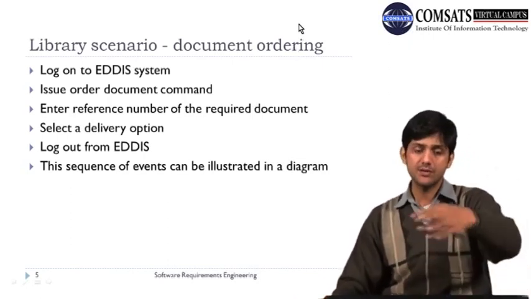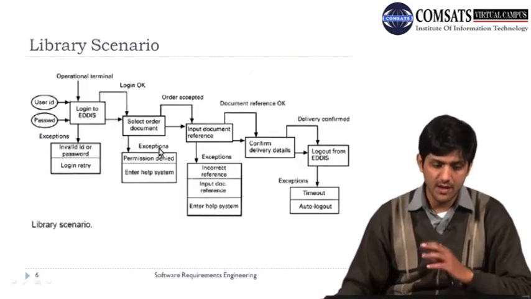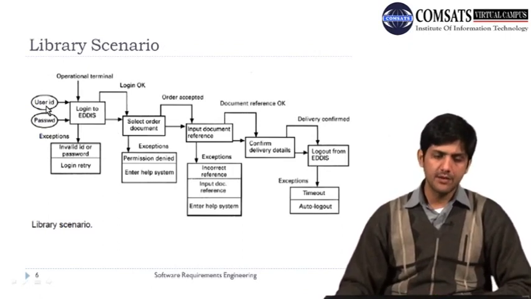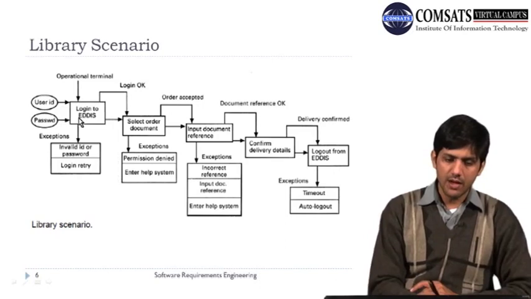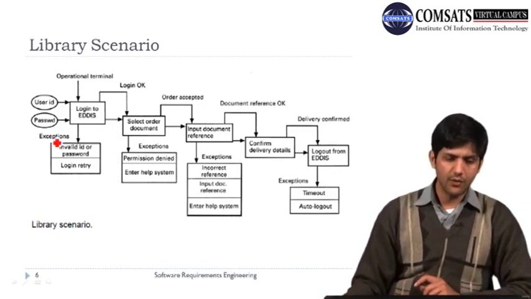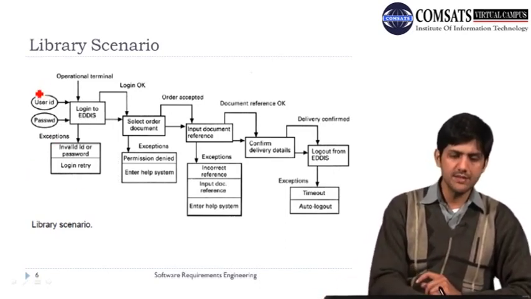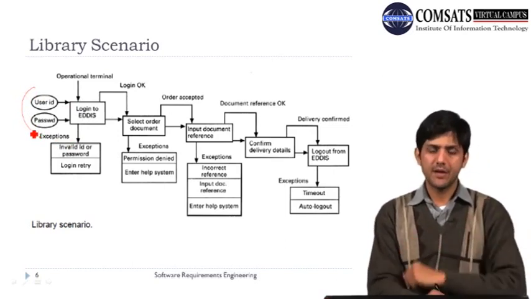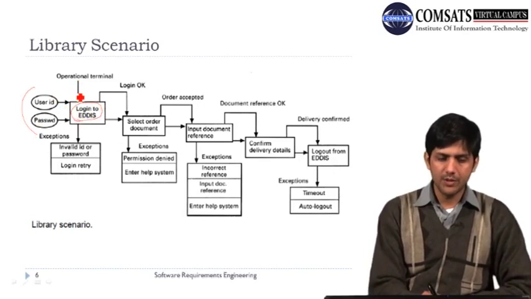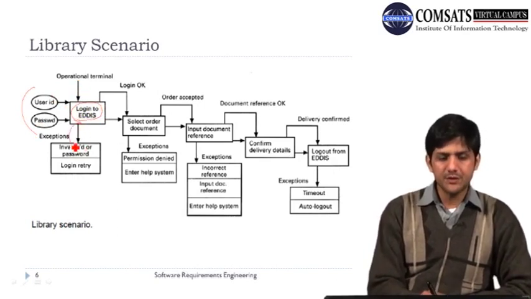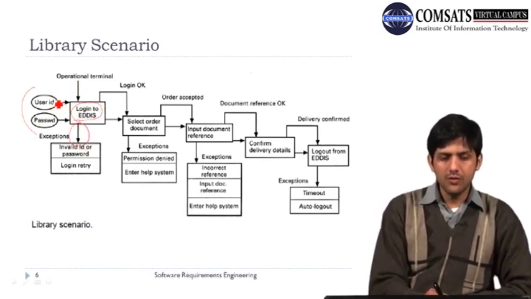So this whole scenario can be shown in a diagram, and this is the diagram where you submit a user ID and password to the system. And what's happening here is that, for example, this is the information that you are entering into the system. So you use it to log in, and this is the operational terminal. Now this is an exception. So the normal flow is that you enter your login and password.